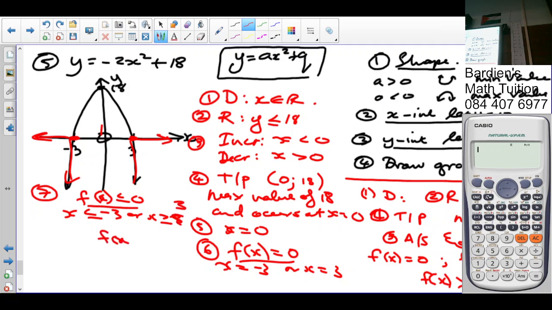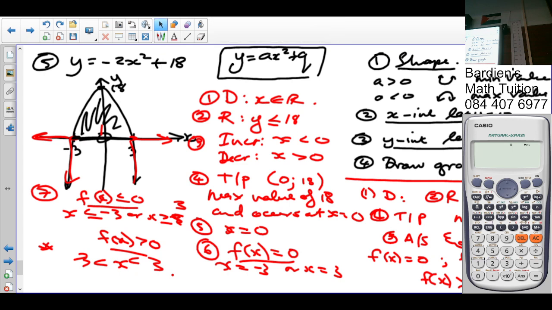Where is f of x more than 0? As you can see, it is this part of the graph here. It's from negative 3 to 3. So x is greater than negative 3, but less than 3. You always write the smaller one on the left hand side. Right, you guys understand?